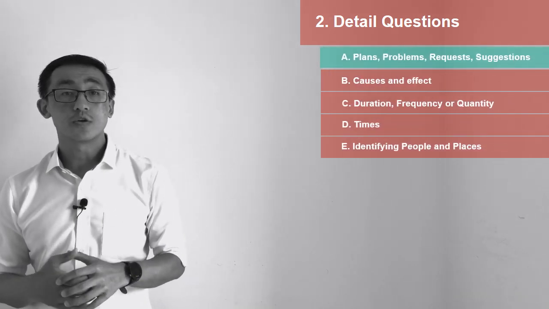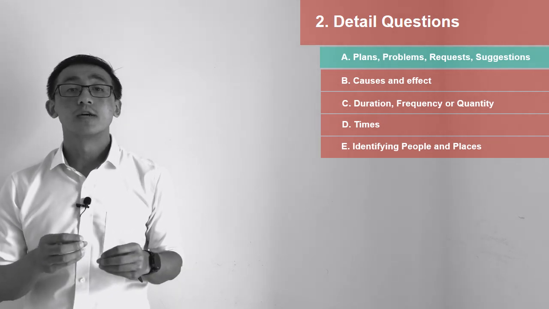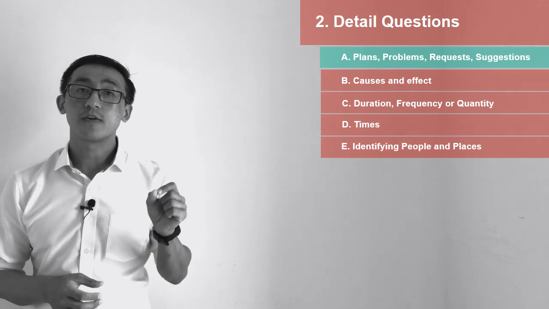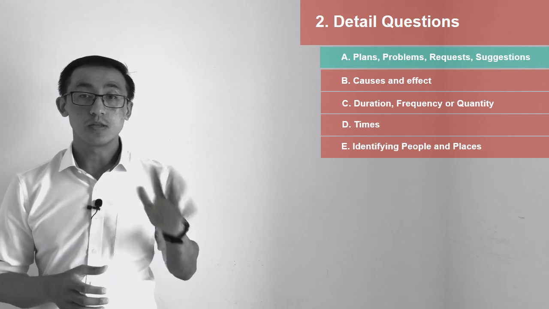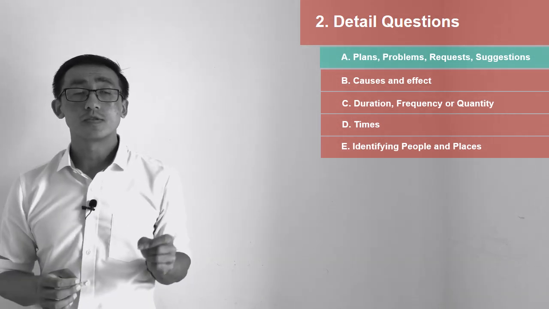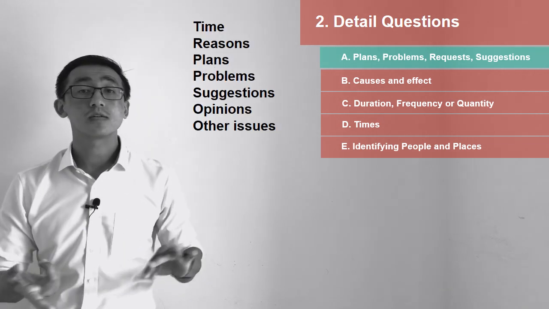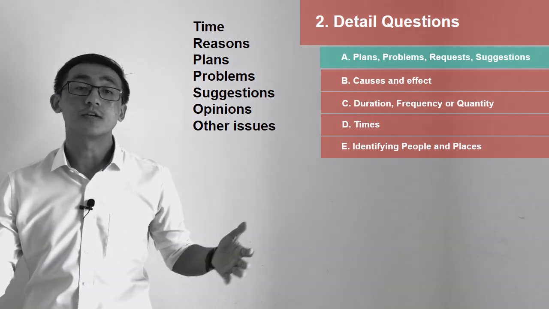The second type of question is the detailed questions. Like I mentioned earlier, detailed questions can be further divided into 5 types. You can see it on your screen. Detailed questions require you to listen carefully for key items in a conversation. You will need to answer questions about specific information that is not general information. Anything discussed in the conversation can be the basis of detailed questions, including time, reason, plans, problems, suggestions, opinions, or maybe other issues.